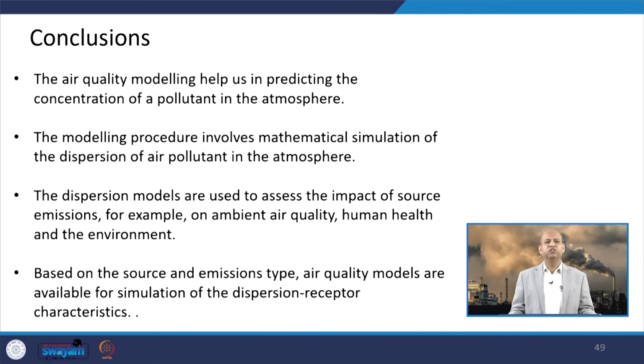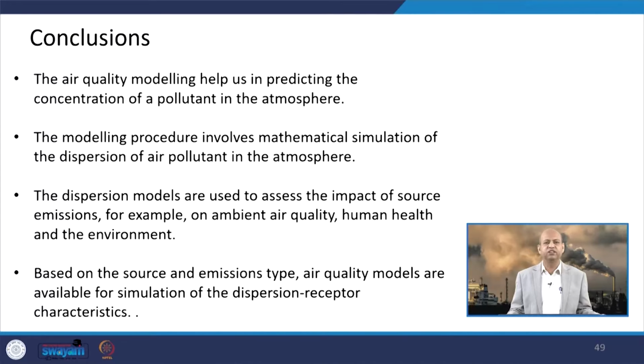Well, in conclusion we can say that air quality modeling really helps us in predicting the concentrations of a pollutant or different kinds of pollutants in the atmosphere for a particular point. Okay. The modeling procedure involves mathematical simulations of the dispersion of air pollutants in the atmosphere, which can include physical and chemical processes. The dispersion models are used to assess the impact of source emissions, for example, on ambient air quality at a receptor point or human health or the environment.